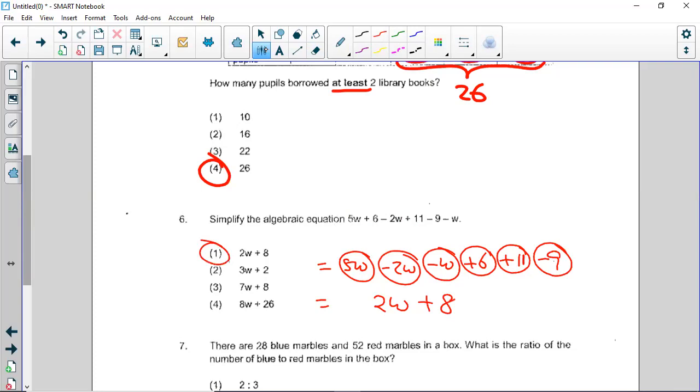So what's the lesson here? The lesson here is to circle the groups, and then put the groups of the same kind side by side, so that it's easier for you to get the answer.